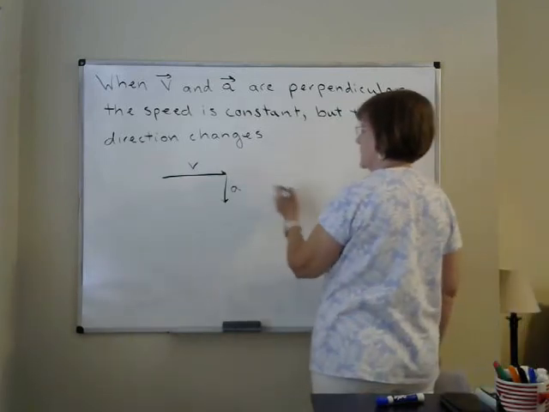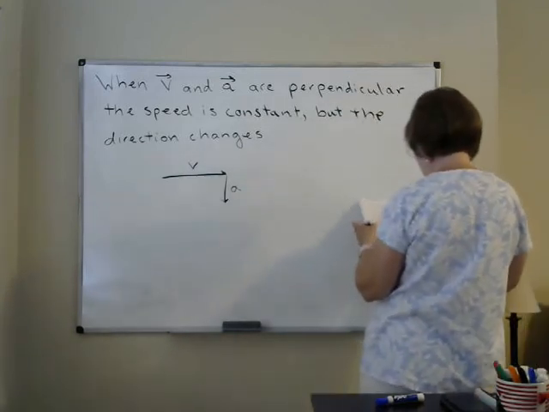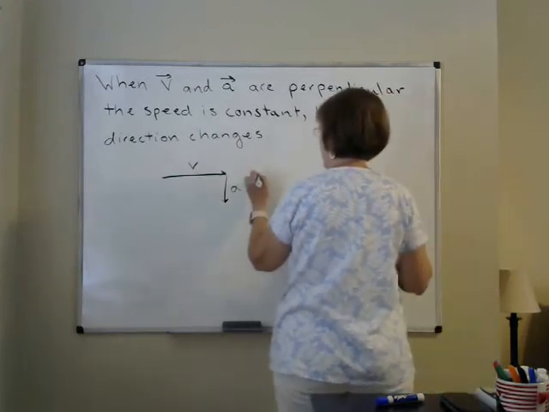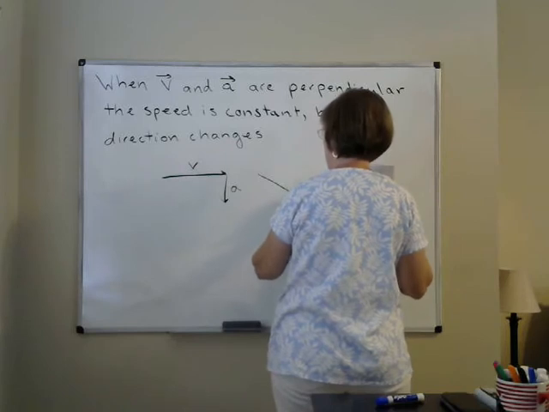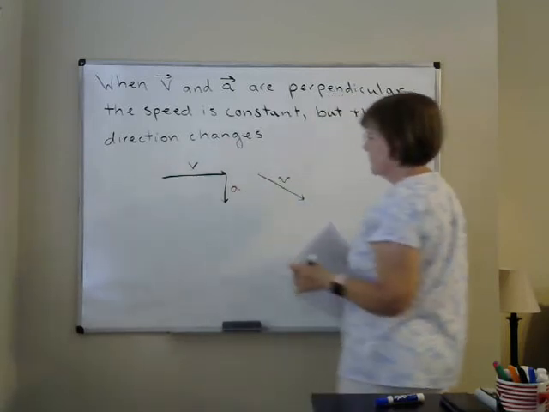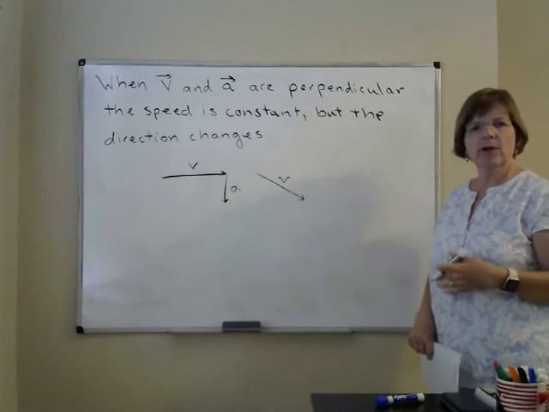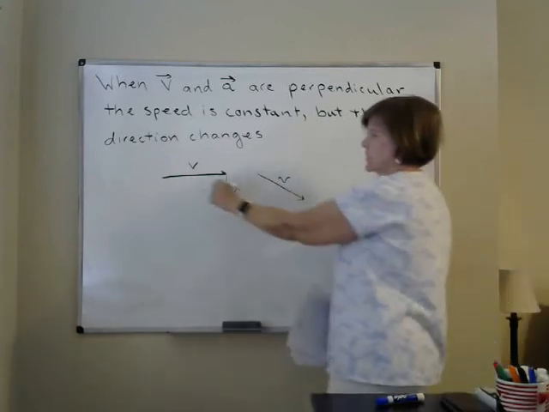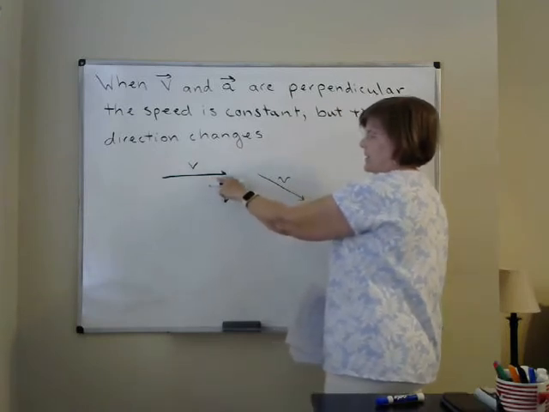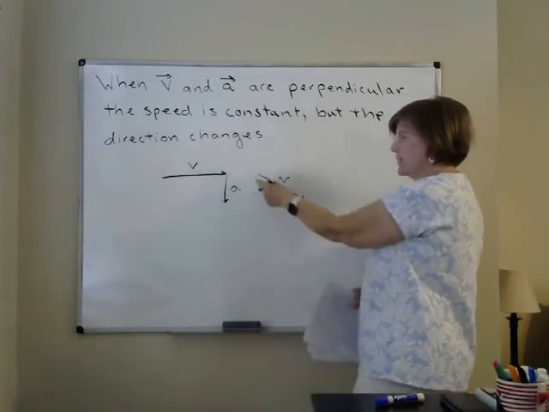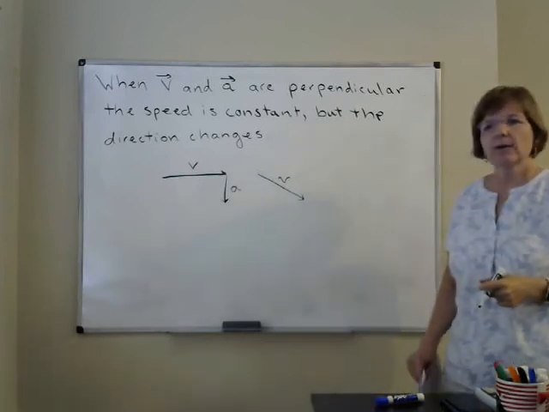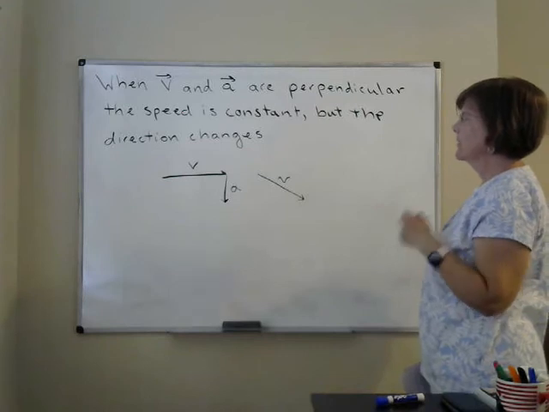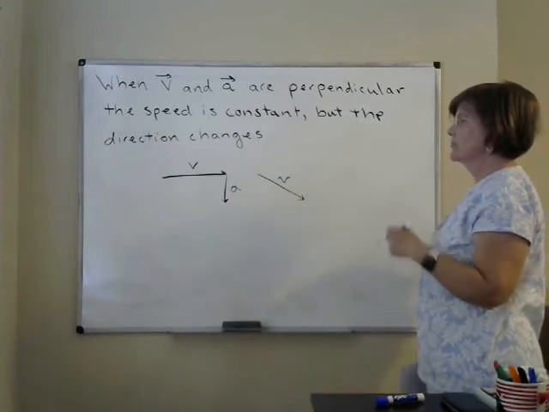A few seconds later, what you'll see is the velocity will be pointing at a different direction, more like this, because that acceleration effectively is pulling that velocity down. It's accelerating downward. Just like if you threw a baseball horizontally and it was initially moving this way, the acceleration due to gravity would cause that baseball to fall. So what we see is, while they're perpendicular, you have a constant speed, but the direction will change.